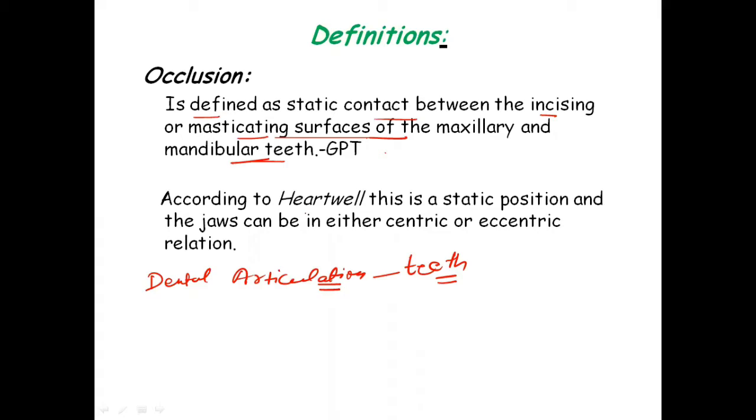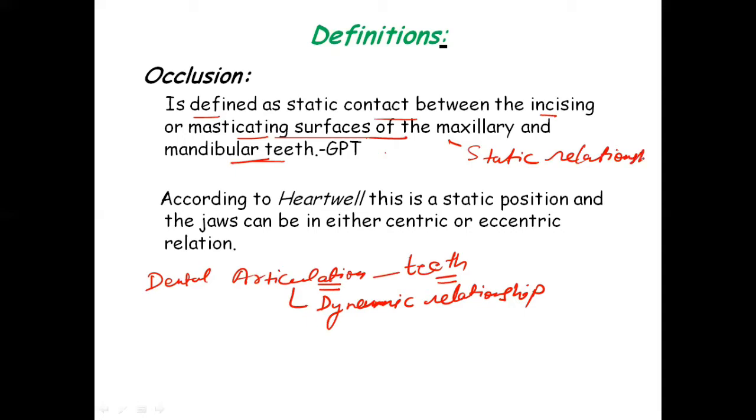It is generally considered that occlusion deals with the static relationship of opposing teeth, and articulation deals with the dynamic relationship of opposing teeth. So we have to remember this is a dynamic relationship, and this is a static relationship.